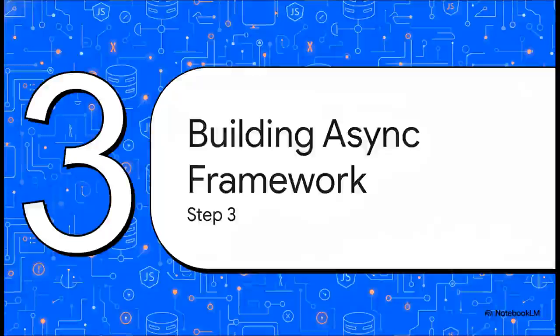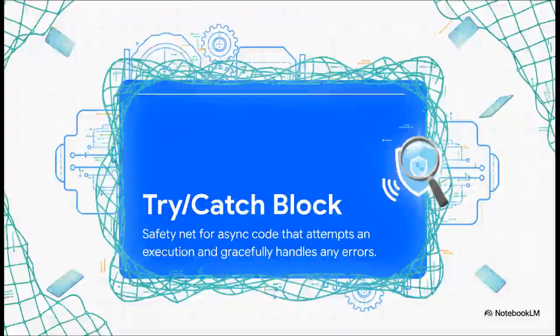Which brings us to step 3, building the async framework. It's time to construct the asynchronous engine shell. This is the piece that will confidently fetch our data from a server behind the scenes. And to build a reliable engine, we need a try/catch block. This is literally the ultimate safety net structure for modern asynchronous code. It attempts an execution, which is the try part, and gracefully handles any errors, which is the catch part. Honestly, you should never attempt to fetch data across the unpredictable internet without this safety net in place.